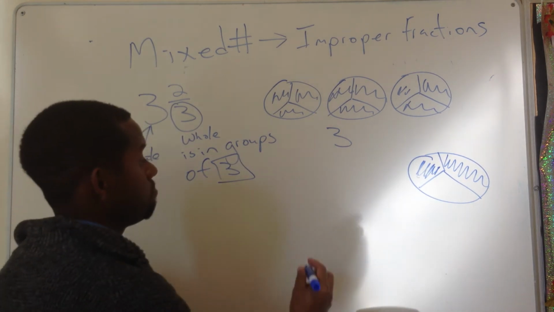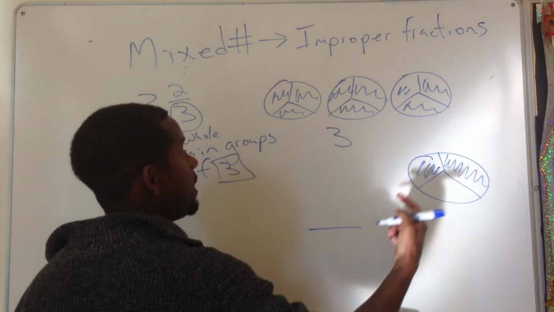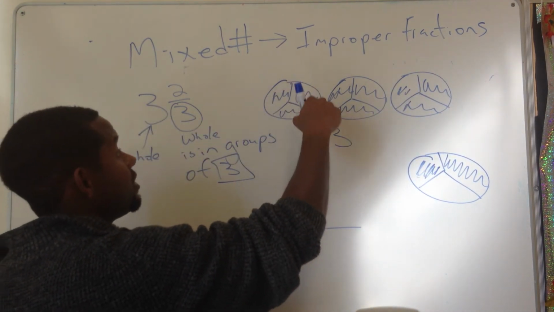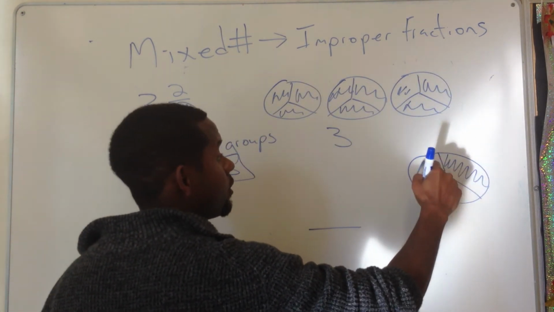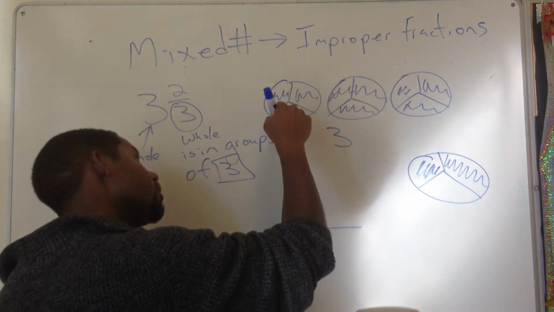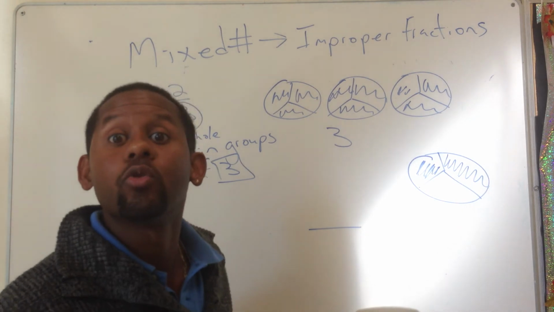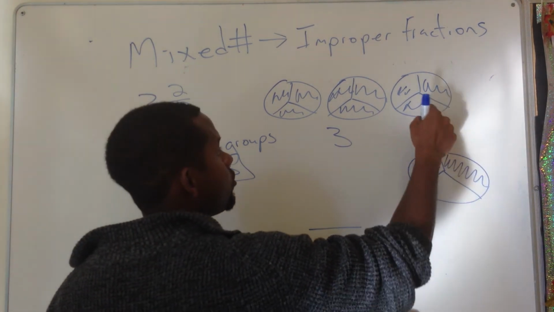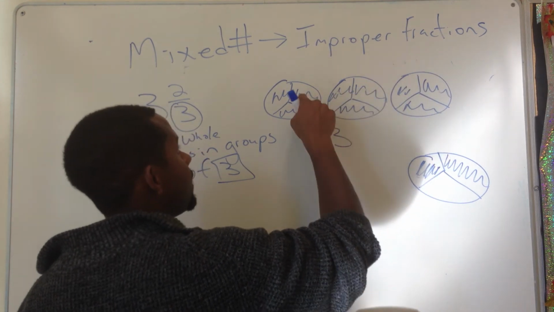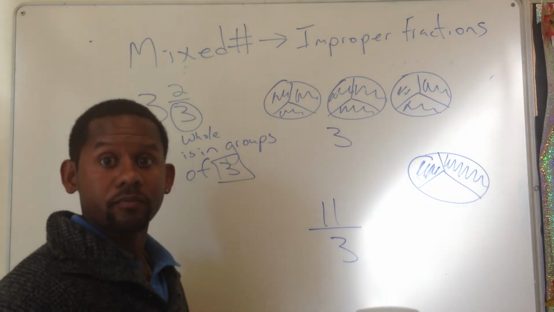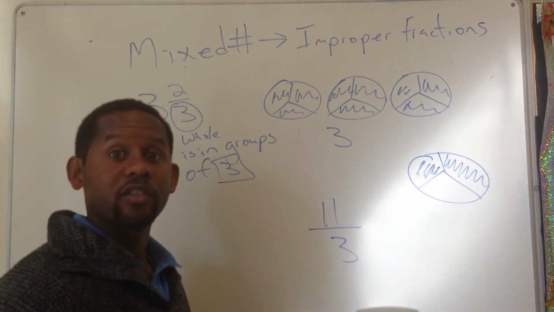So I want to say, alright, how many total thirds? Everything is broken into thirds. Right? 1/3, 1/3, 1/3, and so on. How many total thirds do I have? So I know we're talking about thirds. I have 1, 2, 3, 4, 5, 6, 7, 8, 9, 10, 11. 11 thirds. So that's how you should picture it.